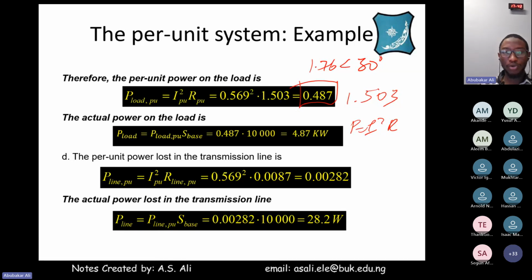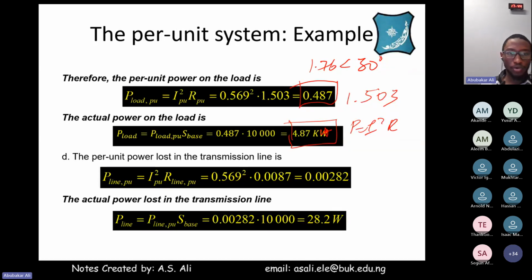That's the per unit value. But if we want it in its original value, we can just multiply it by the S base, and then you get 4.87 kilowatts. Sorry, that should be kVA. So you can see how our calculation has become a lot easier than if we were to do the analysis like we did in the second or third class. But now that we have things in per unit, our life has become a lot easier.